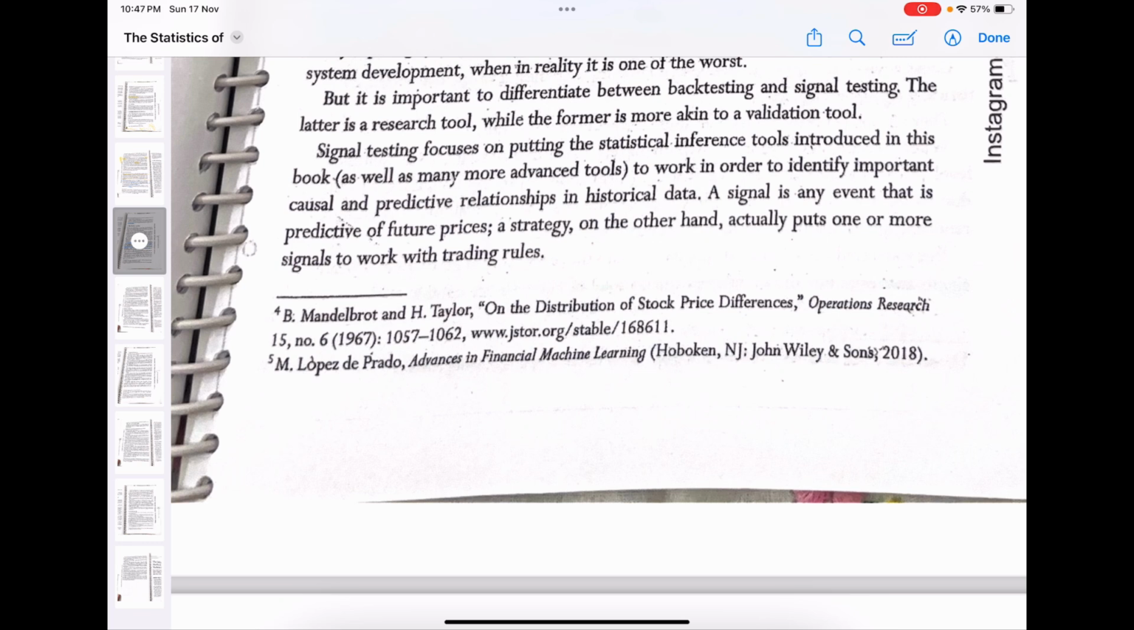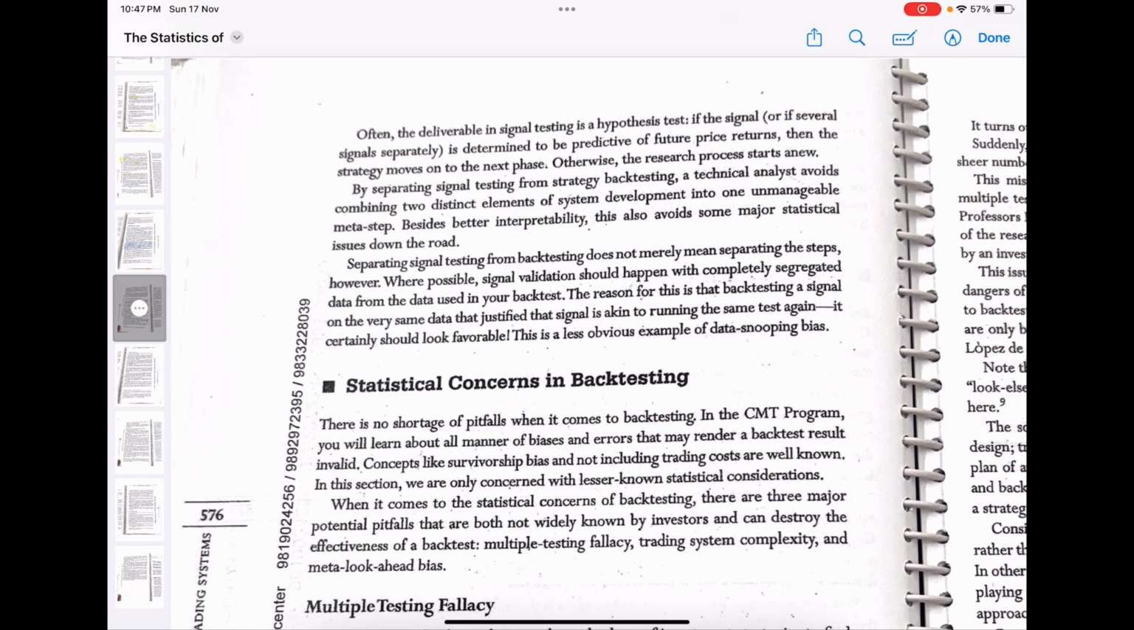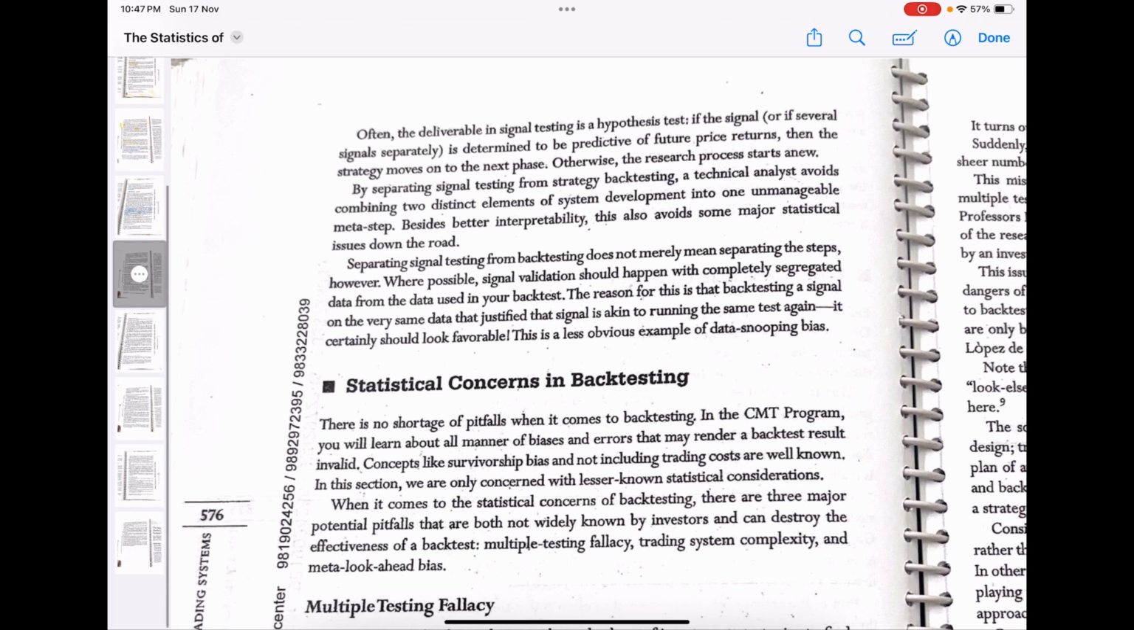A strategy, on the other hand, actually puts one or more signals to work with trading rules. Often, the deliverable in signal testing is a hypothesis test. If a signal is determined to be predictive of future price returns, then the strategy moves on to the next phase. Otherwise, the research process starts anew. By separating signal testing from strategy backtesting, a technical analyst avoids combining two distinct elements of system development into one unmanageable meta step. Besides better interpretability, this also avoids some major statistical issues down the road.